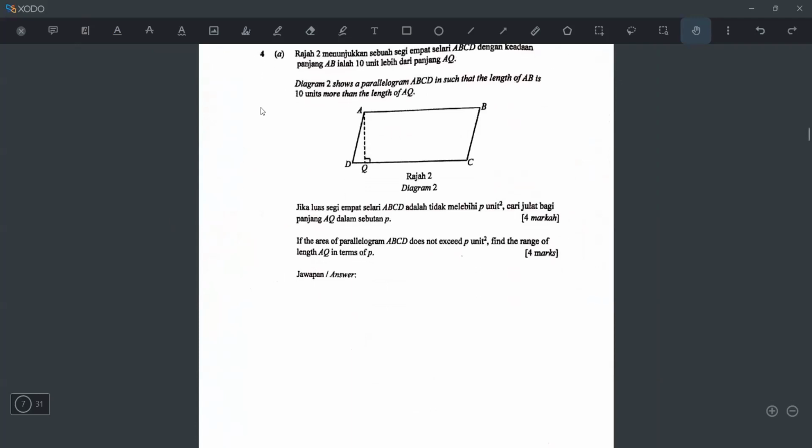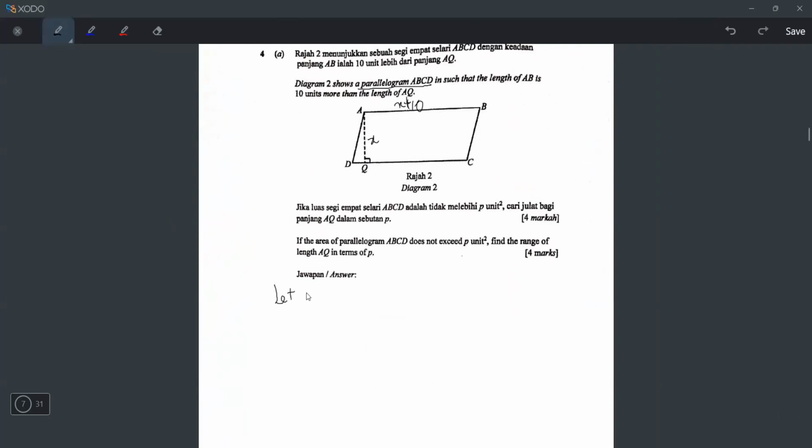Okay, let's go to question number 4. Diagram 2 shows a parallelogram ABCD. It says that the length of AB is 10 units more than the length of AQ. Okay, if I am you, and I'm doing this question, automatically I will write x plus 10. Automatically I will write this one, because they actually didn't give you any length here, right? But they say the AB is 10 units more than this. So I will just let the length of AQ be x, and this will be x plus 10, right?